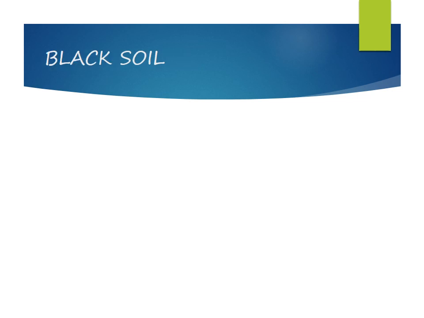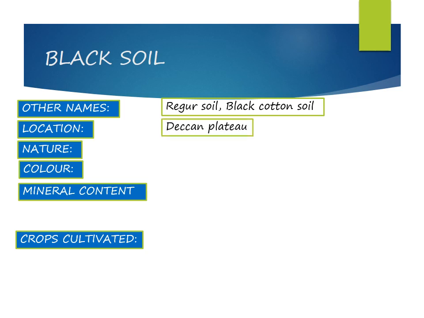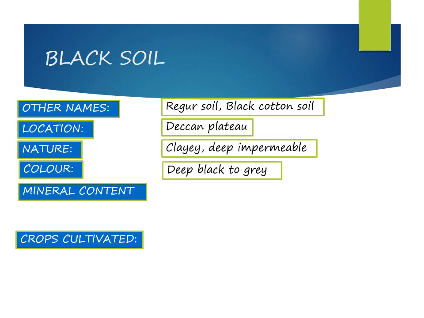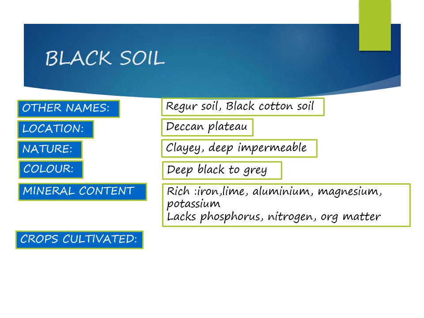Black soil. Now this soil also we will consider under all these headings. Now black soil is also known as Regur soil or the black cotton soil. It covers about 15% of the total land area. Alluvial soil covers 40%. Black soil is 15%. Now it covers most of the Deccan plateau, like we have parts of Maharashtra, Madhya Pradesh, Gujarat, Andhra Pradesh and some parts of Tamil Nadu. It has a clayey, deep, impermeable nature. It is deep black to grey in color. It is rich in iron, lime, aluminium, magnesium and even contains potassium. It lacks phosphorus, nitrogen and organic matter.